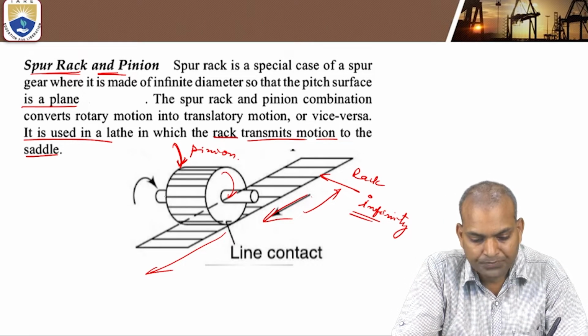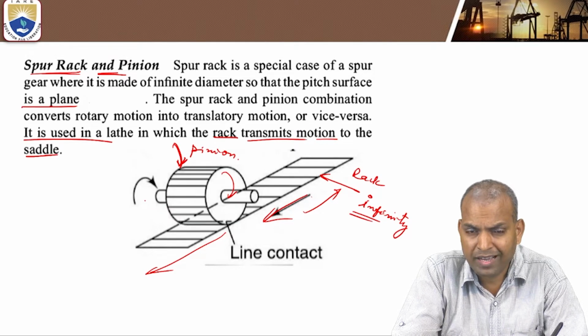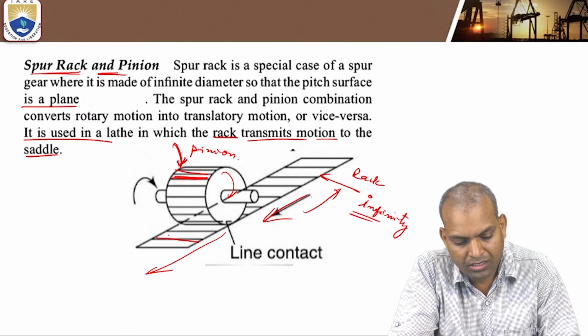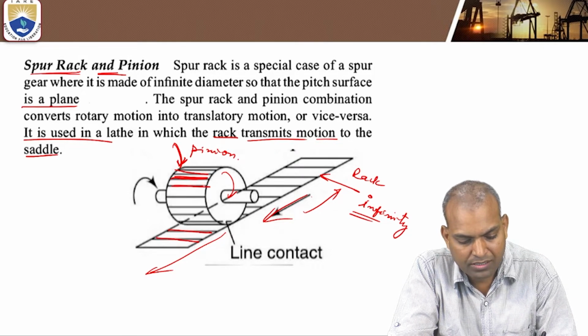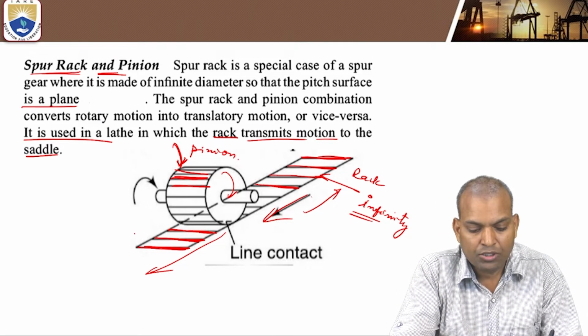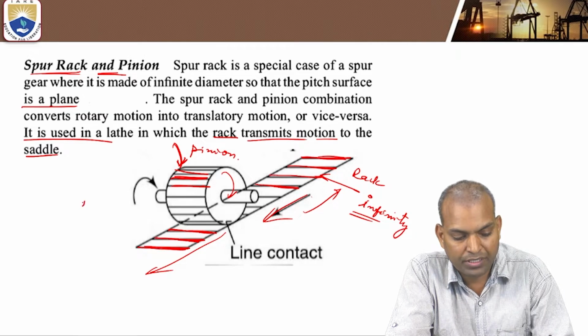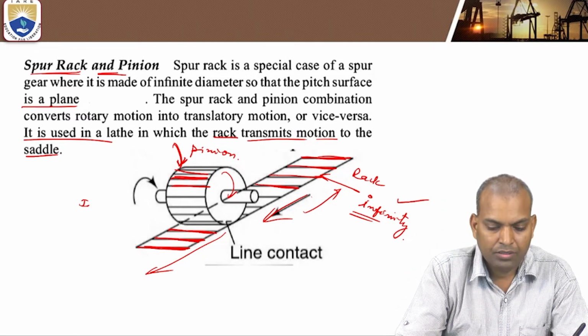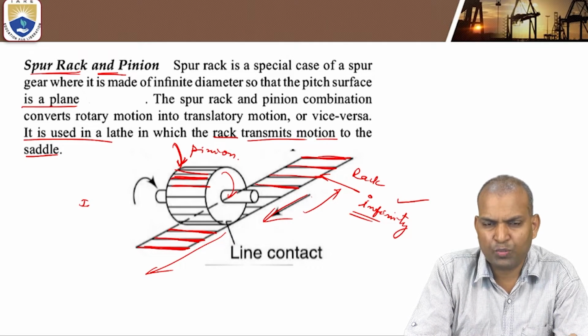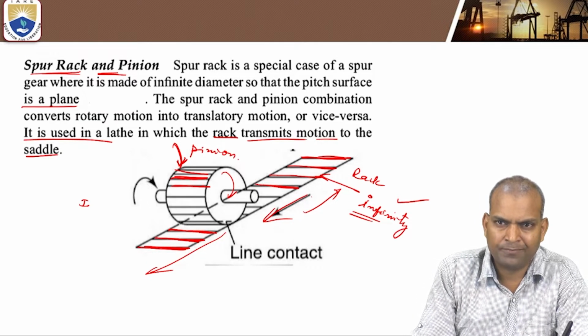So, very important here: why is it a spur rack and pinion? The teeth are straight teeth. Both the teeth on the rack and pinion are straight. So the diameter of the rack is infinity. Wherever power or torque is to be transmitted from rotary to reciprocatory motion, we use this rack and pinion mechanism.